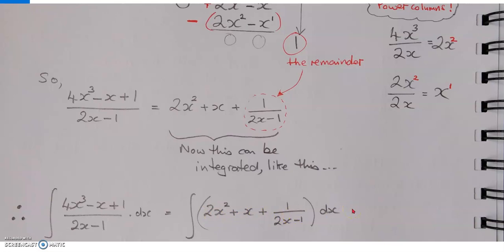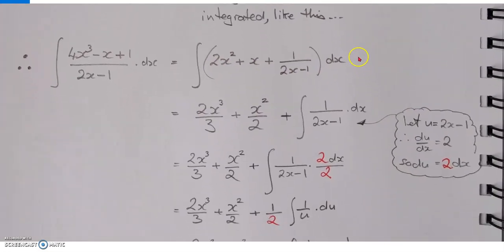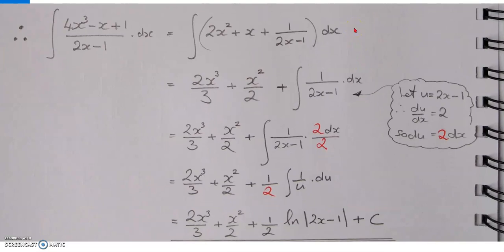So what does that look like? Well, what it looks like is this. If you integrate 2x squared, you get 2x cubed over 3. You're all able to do that now nice and quickly. If you integrate x to the power 1, you get x squared over 2.